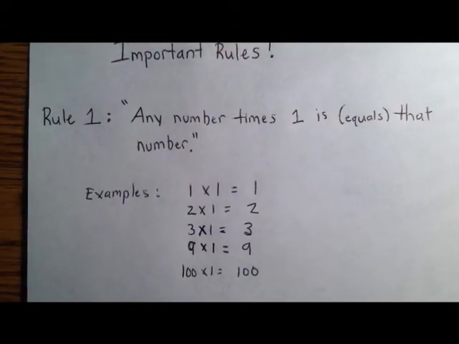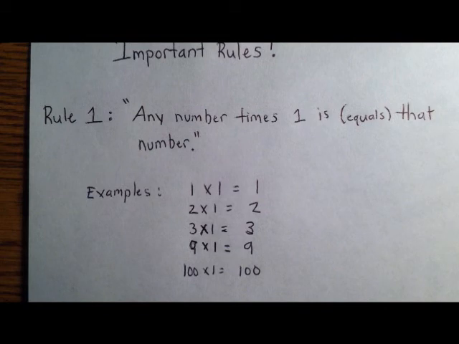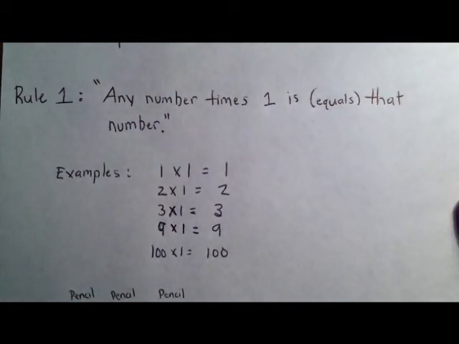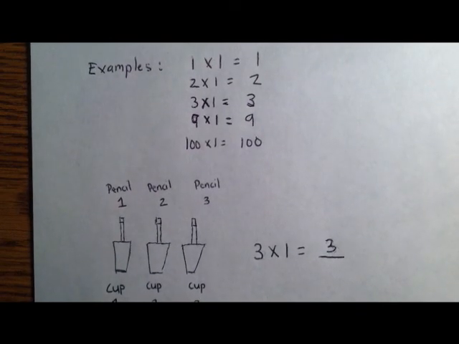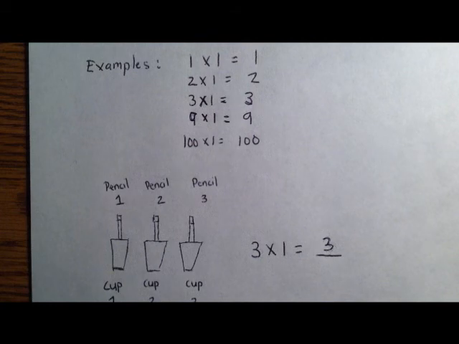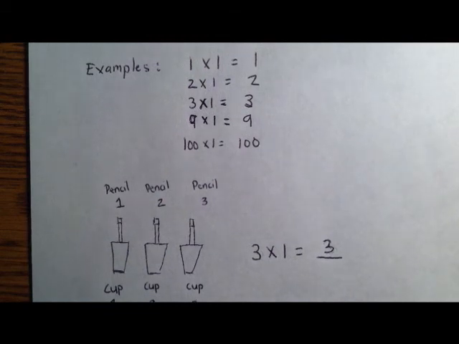Okay, next up, when you're multiplying numbers, there are two really important rules that you need to understand that will make life a little easier when you're doing multiplication problems. The first rule is this: any number times 1 equals that number. So what do I mean by this? Well, I have a couple examples here. You can see 1 times 1 equals 1, 2 times 1 equals 2, 3 times 1 equals 3, 9 times 1 equals 9, so on and so forth. You could do 100 times 1 equals 100, a million times 1 equals a million.